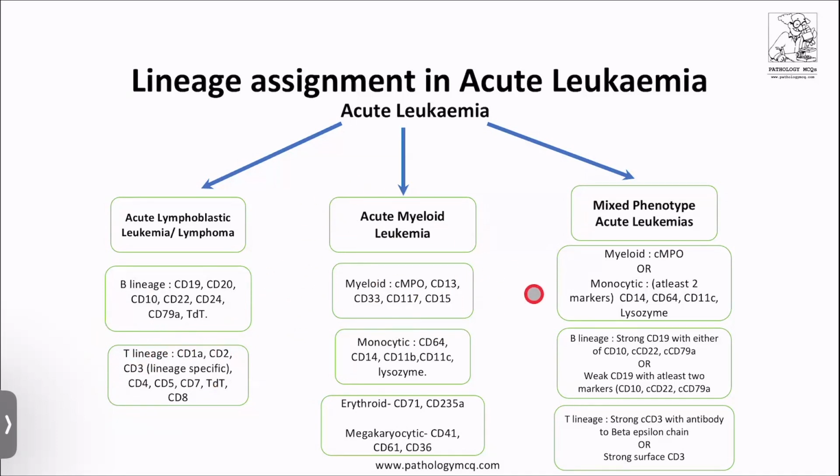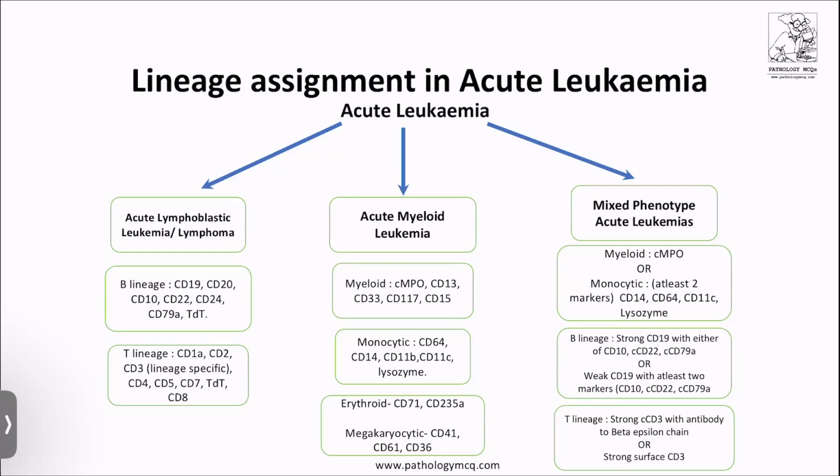Not all the markers can be present together, so we have to see lineage defining markers. What do I mean by lineage defining markers? We have to look for MPO if we have to say that it is of myeloid lineage. So suppose we have a case of B-ALL and it is showing aberrant expression of CD13 and CD33. Do we go ahead and call it MPAL, as B-myeloid MPAL?